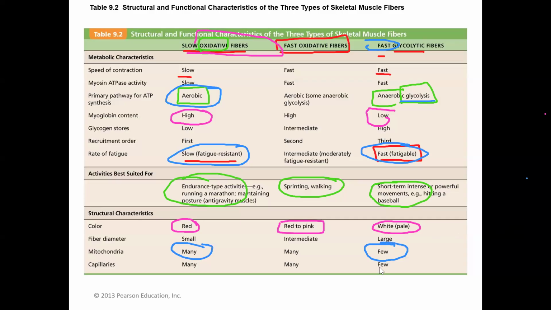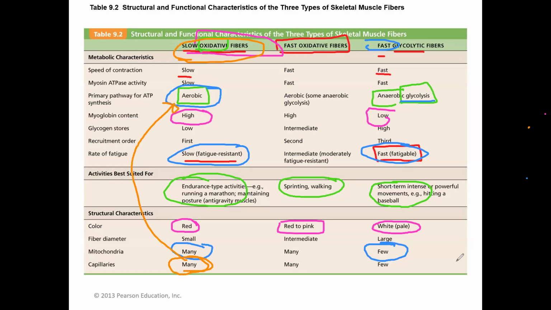And another thing you can compare are capillaries. Capillaries are the smallest blood vessels, where gas and nutrient exchange is going to occur. You're delivering oxygen and nutrients to a tissue. So those slow oxidative fibers, they're slow, but through capillaries, you have a lot of them delivering oxygen and nutrients to the muscle cells so that you can make your ATP aerobically.